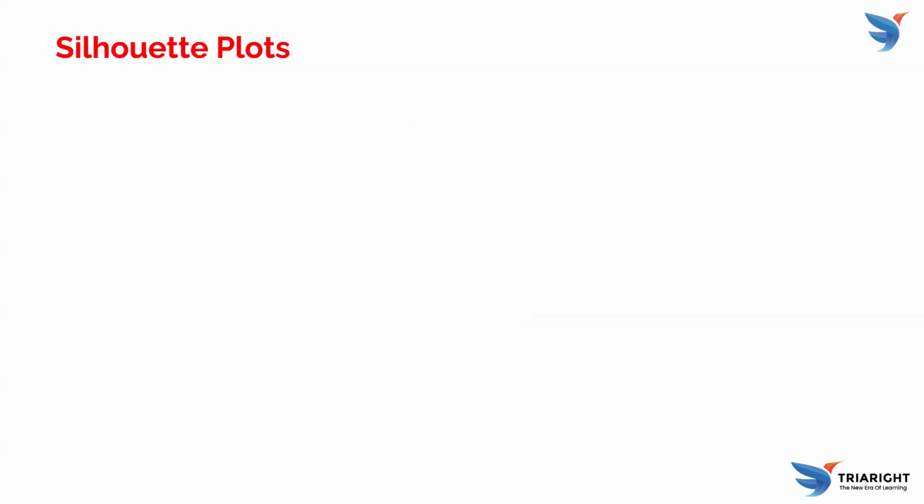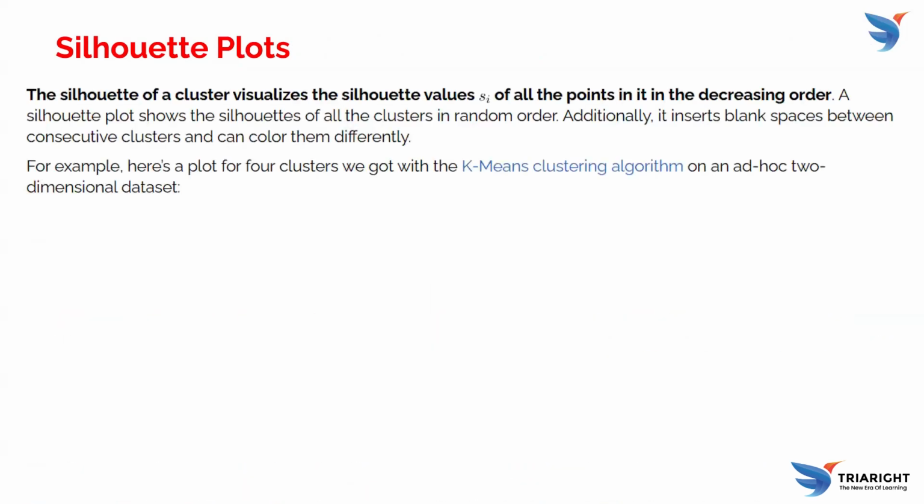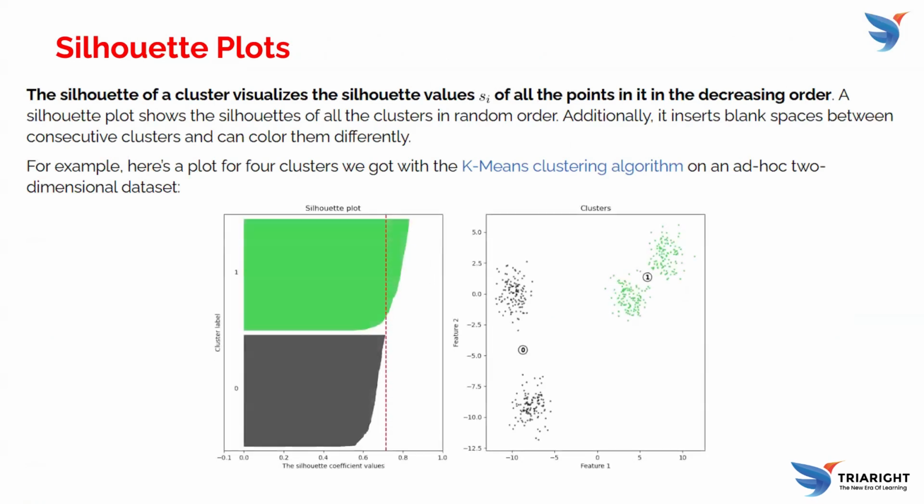So we have silhouette plots. Based on the data, a silhouette plot is a visualization tool that helps to evaluate the quality of the clustering results, by visualizing the silhouette values for all the data points in the clustering.